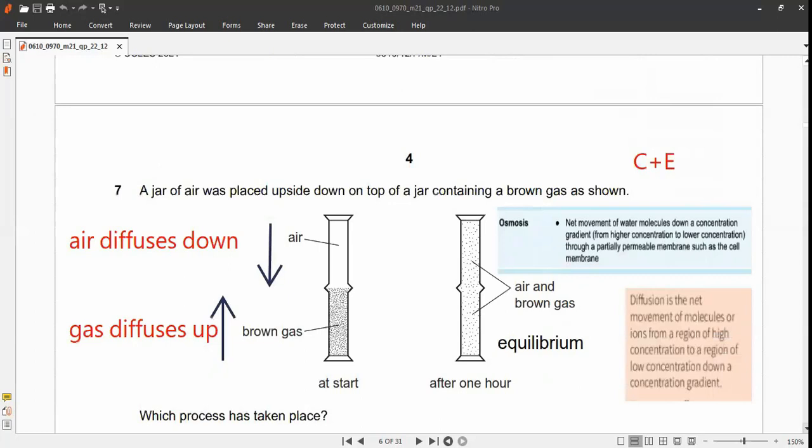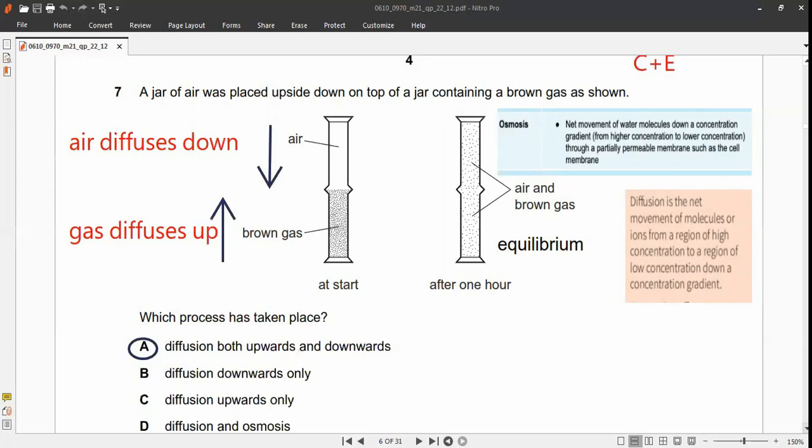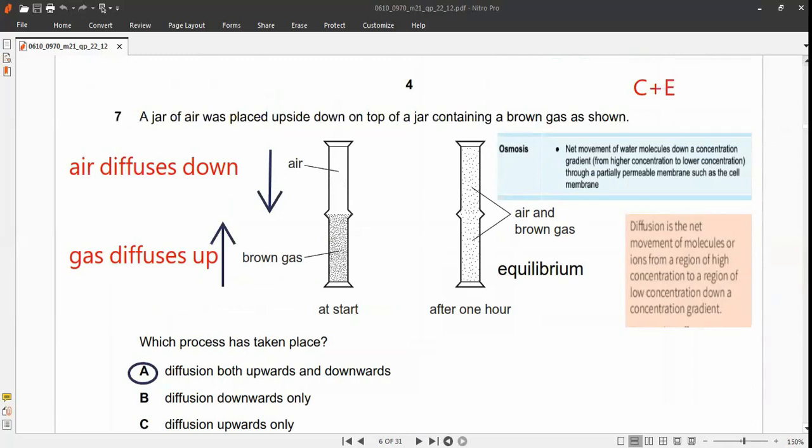A jar of air was placed upside down on top of a jar containing a brown gas as shown. Which process has taken place? Here is diffusion. What is meant by diffusion? Diffusion is the net movement of molecules or ions from a region of high concentration to a region of low concentration, down a concentration gradient. But for ions and molecules.